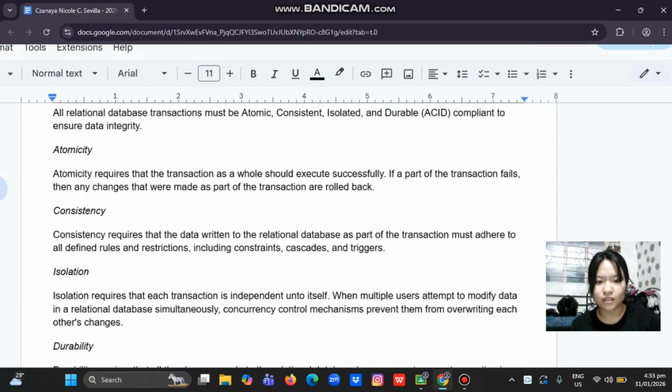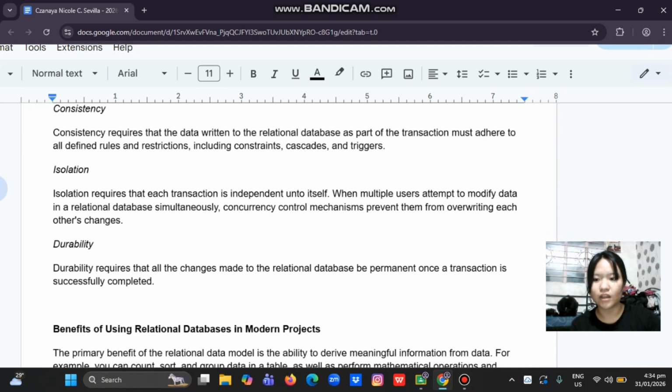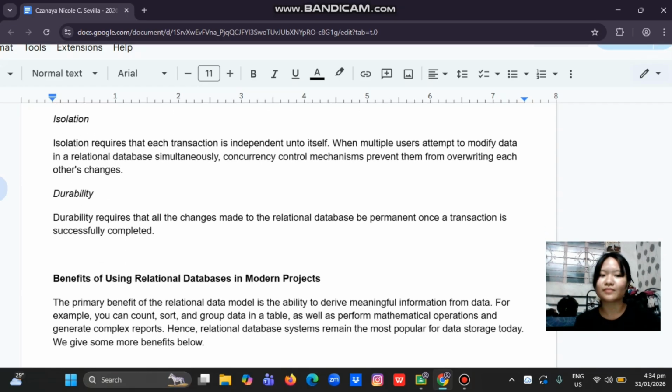If a part of the transaction fails, then any changes that were made as part of the transaction are rolled back. Consistency. Consistency requires that the data written to the relational database as part of the transaction must adhere to all defined rules and restrictions, including constraints, cascades, and triggers. Isolation. Isolation requires that each transaction is independent unto itself. When multiple users attempt to modify data in a relational database simultaneously, concurrency control mechanisms prevent them from overwriting each other's changes.